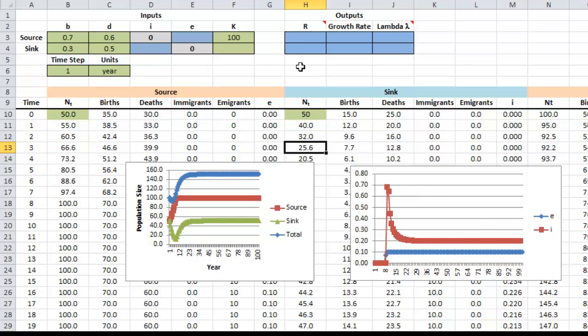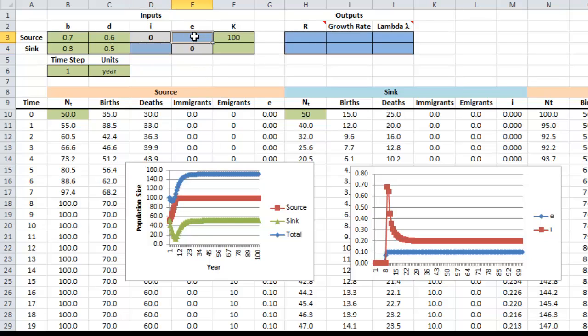So what rate should we use in cell E3 to represent the emigration rate of the source, and what should we use for the sink in terms of immigration? Yeah, we should use something where the population has stabilized. We don't want to use something here because we know that these dynamics are not at some sort of equilibrium level at the very beginning of our simulation.